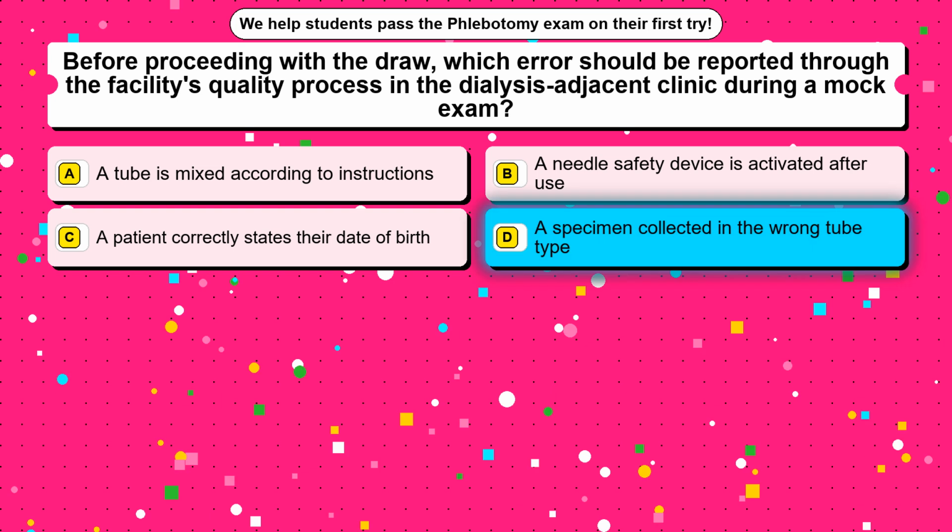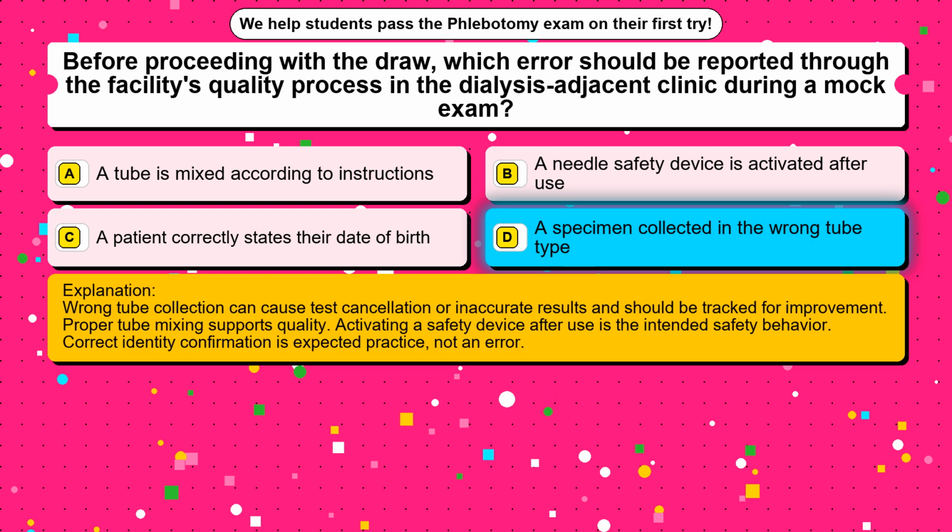The correct answer is option D. A specimen collected in the wrong tube type. Wrong tube collection can cause test cancellation or inaccurate results and should be tracked for improvement. Proper tube mixing supports quality. Activating a safety device after use is the intended safety behavior. Correct identity confirmation is expected practice, not an error.